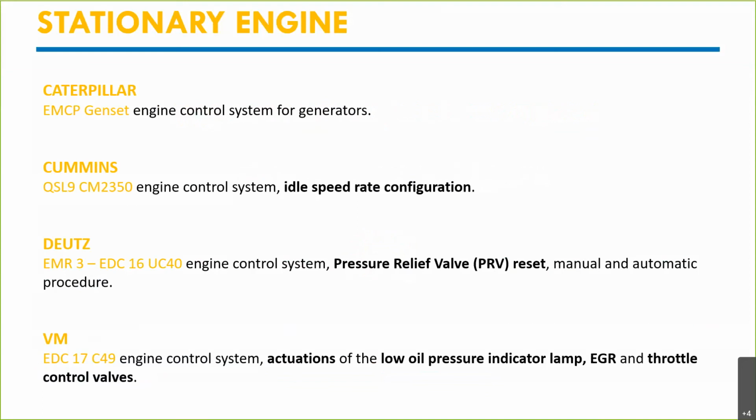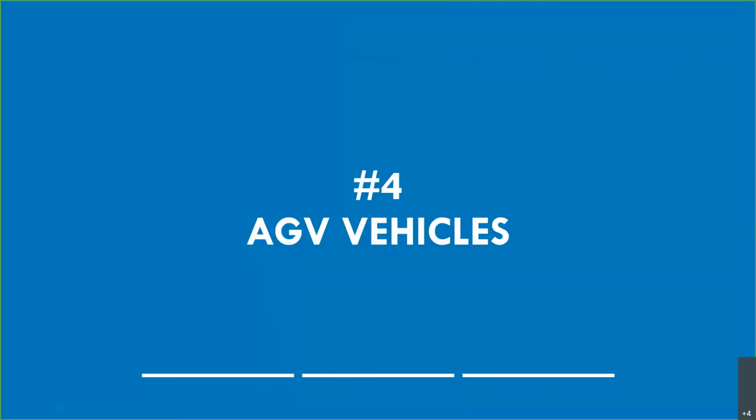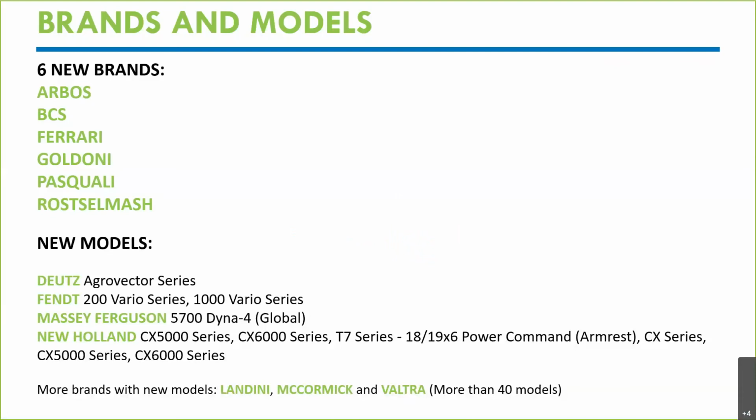So now it's time to talk a little bit about agricultural vehicles. We will go through the different manufacturers. First of all, we'll see what is new in the software. Talking about brands, we include 6 new ones: Arbos, BCS, Ferrari, Goldoni, Pasquali, and Rus Mass. Also, we have new models for different manufacturers, like for instance Deutz, Fendt, Massey Ferguson, or New Holland. And you will find also new content for Landini, McCormick, and Valpadana.